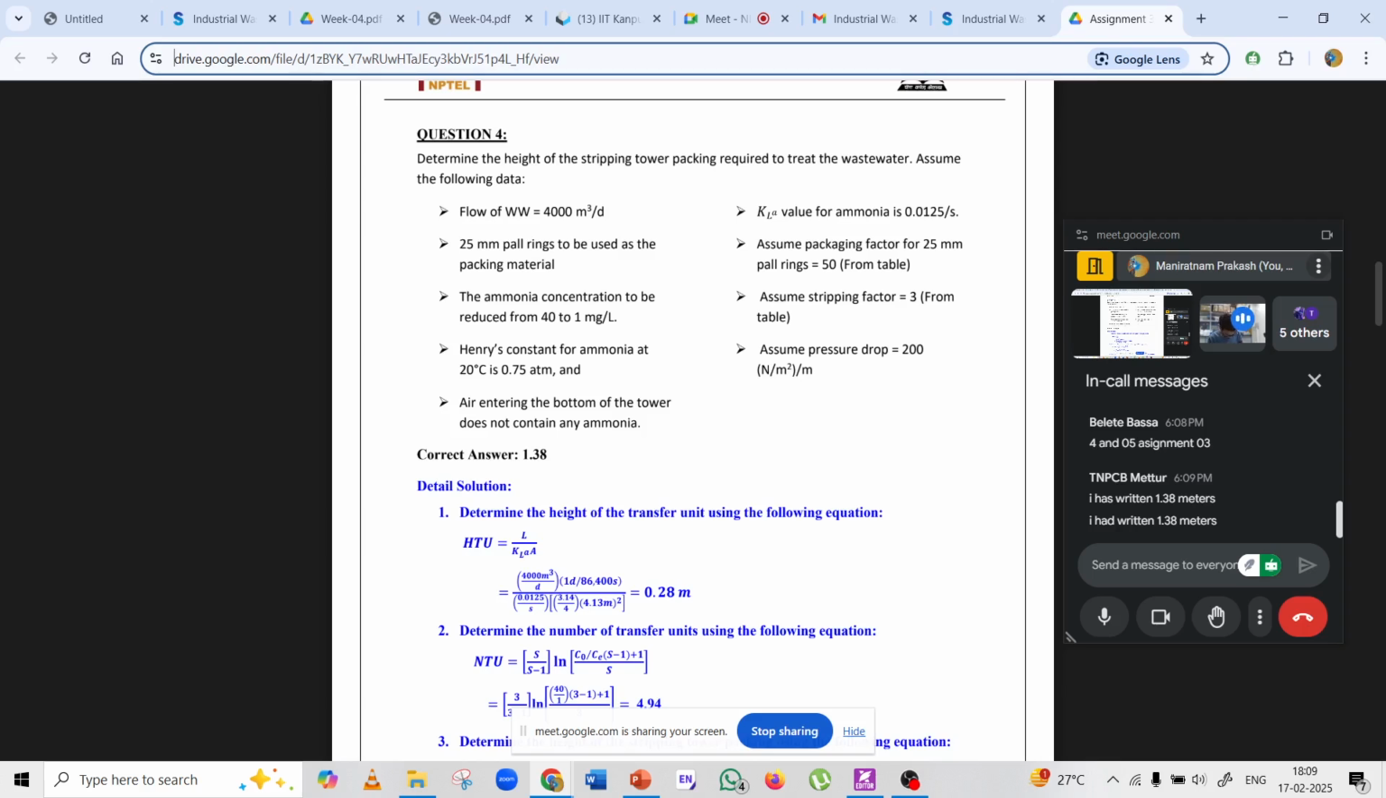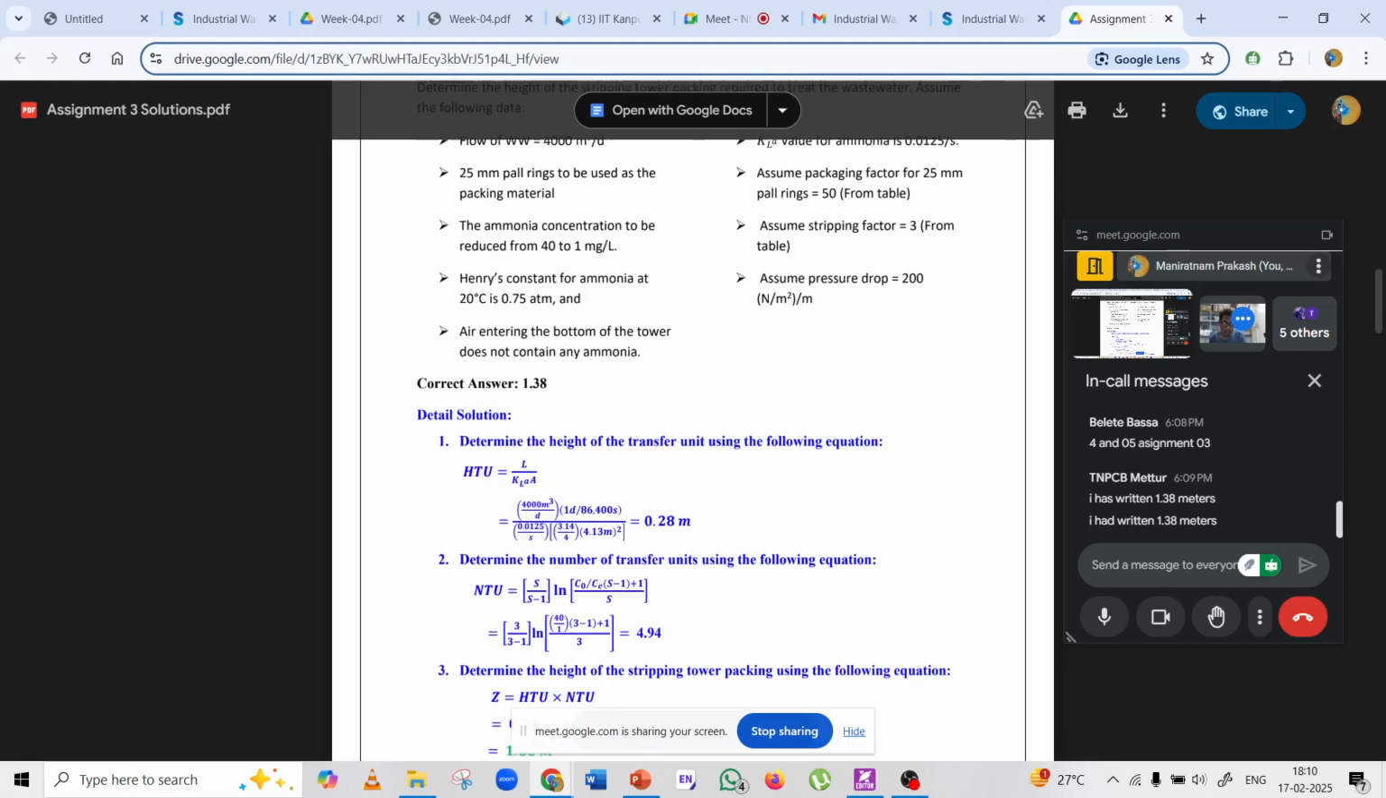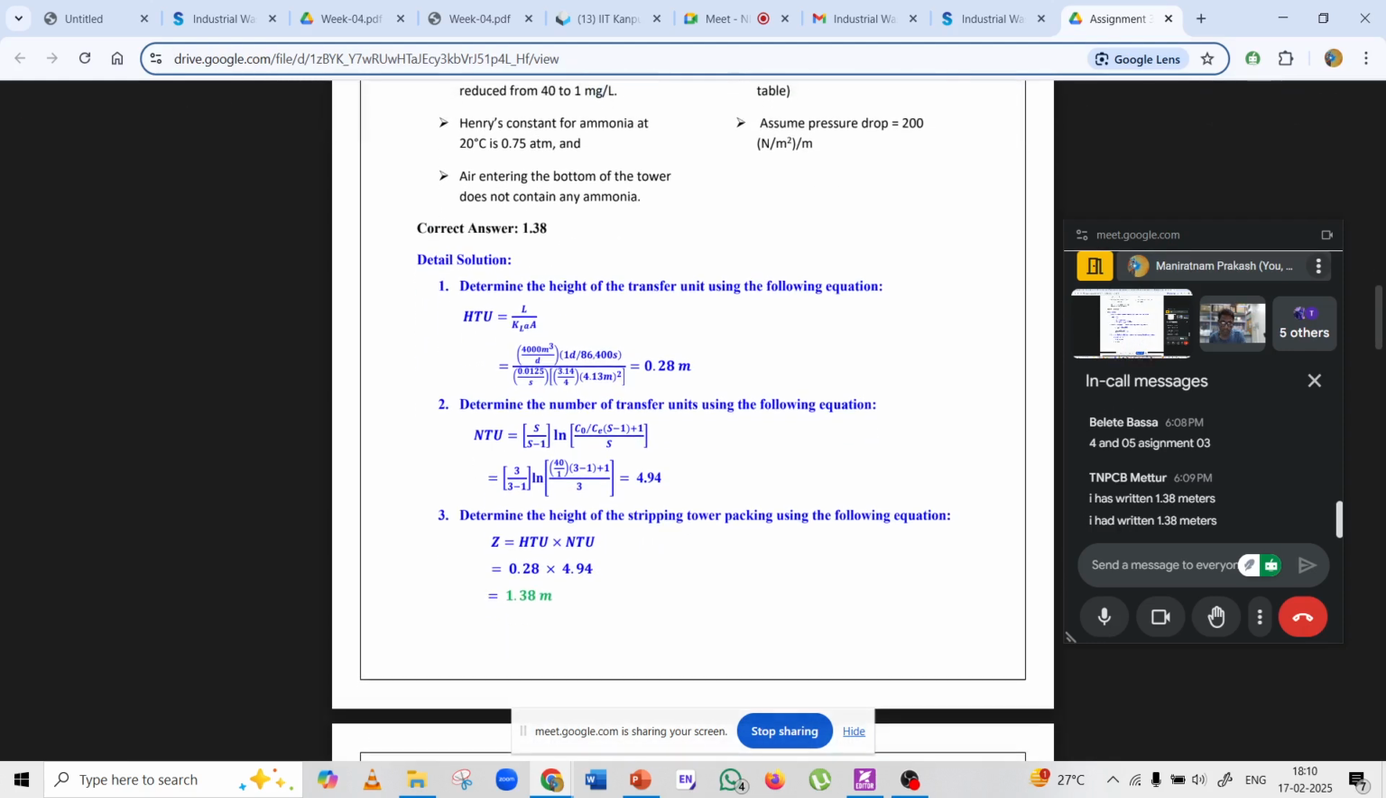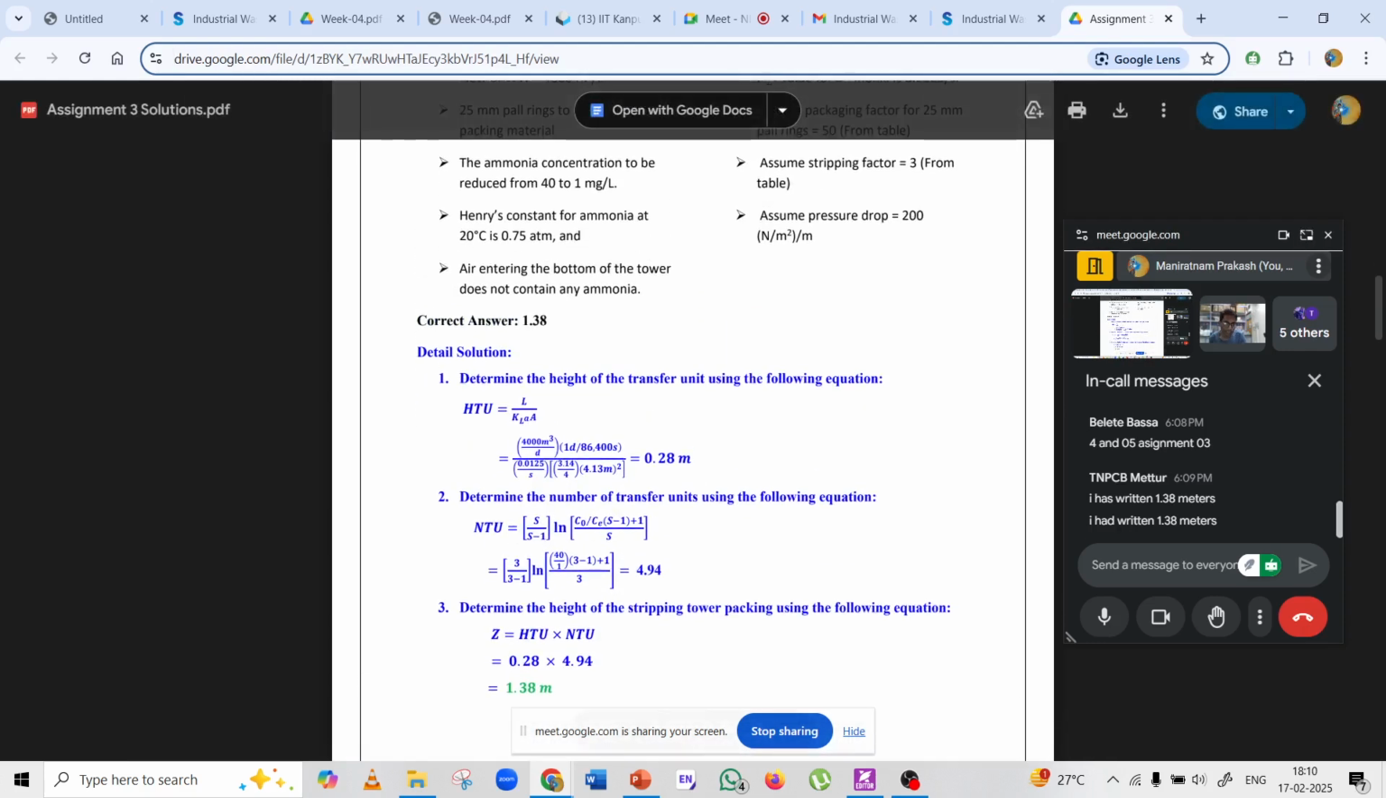Question number 4. The correct answer should be the range 1.3 to 1.4. I will ask them to regrade it. Okay, and question number 5 also. We have written the unit, meters.